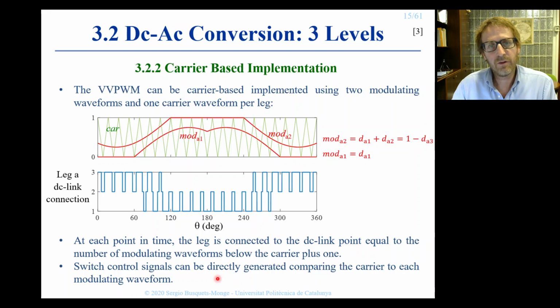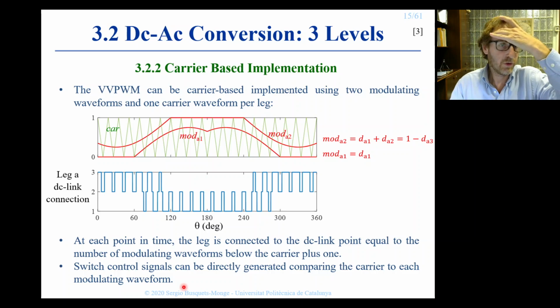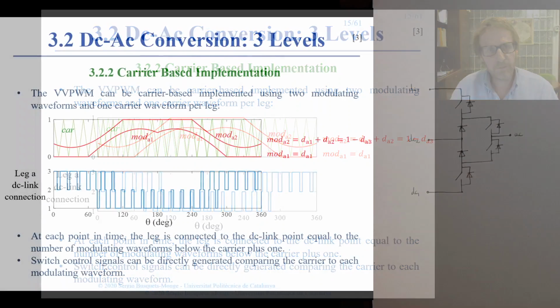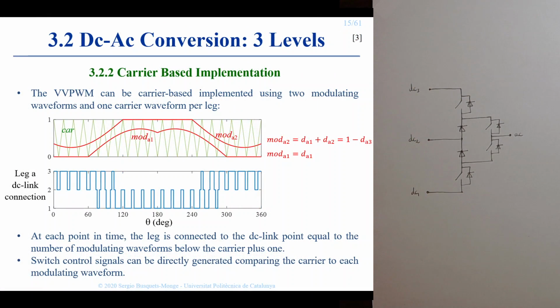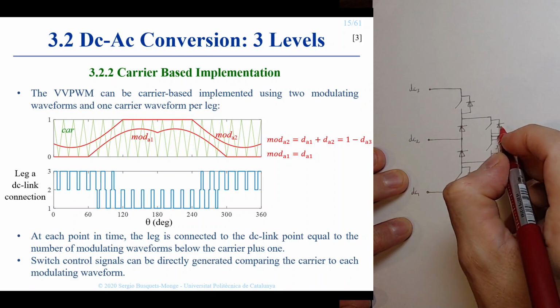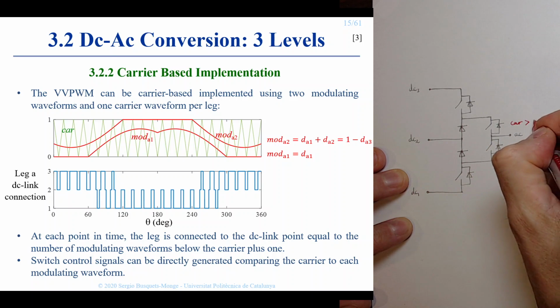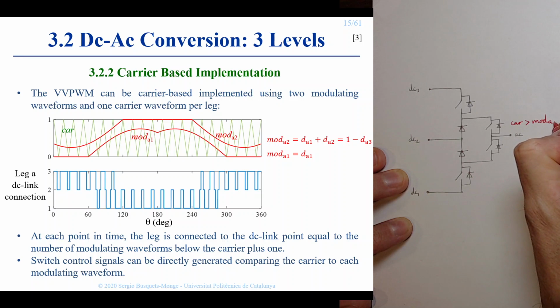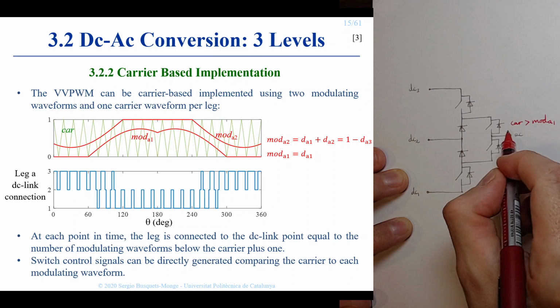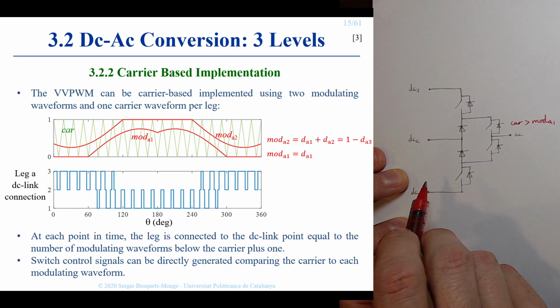So the modulation strategy becomes very simple to implement. In fact, the switch control signals for the topology can be derived directly from the comparison of the carrier to the modulating waveforms. We can see this very quickly with the simple case of a diode clamp 3-level leg. In this case, the control signal for this switch could be obtained comparing the carrier to modulating signal mod A1. This comparison will define the control signal for the switch.